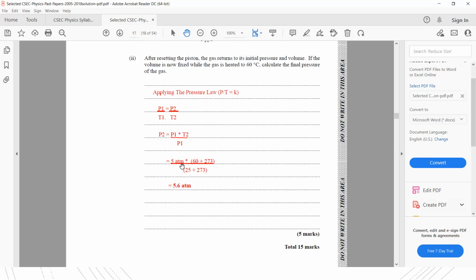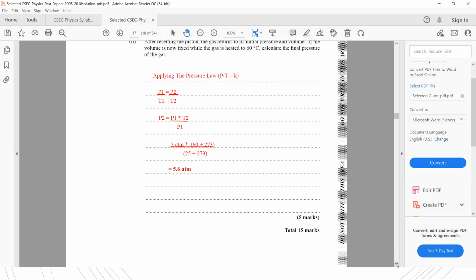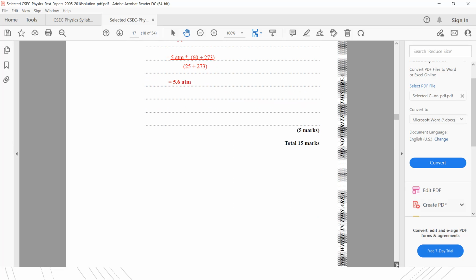Every other variable can be in their regular units or whatever their units were in the question, but the temperature values must be converted to Kelvin temperature values. So you're going to add the 273 to the temperature in Celsius. Anywhere you see Celsius temperature, you have to add the 273. So we have 5 times the 60 plus 273 divided by the 25 plus 273, and that will give you 5.6 atmospheres. Right. So the new pressure is not much greater than the old pressure, because that was 5.